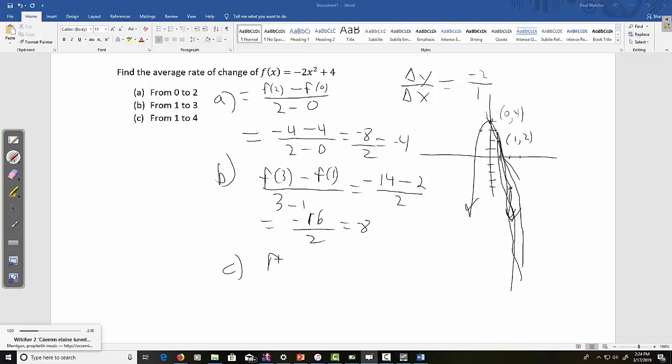And then 1 to 4, that would be f of 4 minus f of 1 over 4 minus 1. I think we've calculated all of those at this point. Well, I guess we haven't done 4. We've done 1. 1 was 2. 4 would be 16 times negative 2. That's negative 32. Plus 4 is negative 28. And minus 2 would be negative 30. So that would be negative 30 over 3. Be negative 10. Average rate of change.